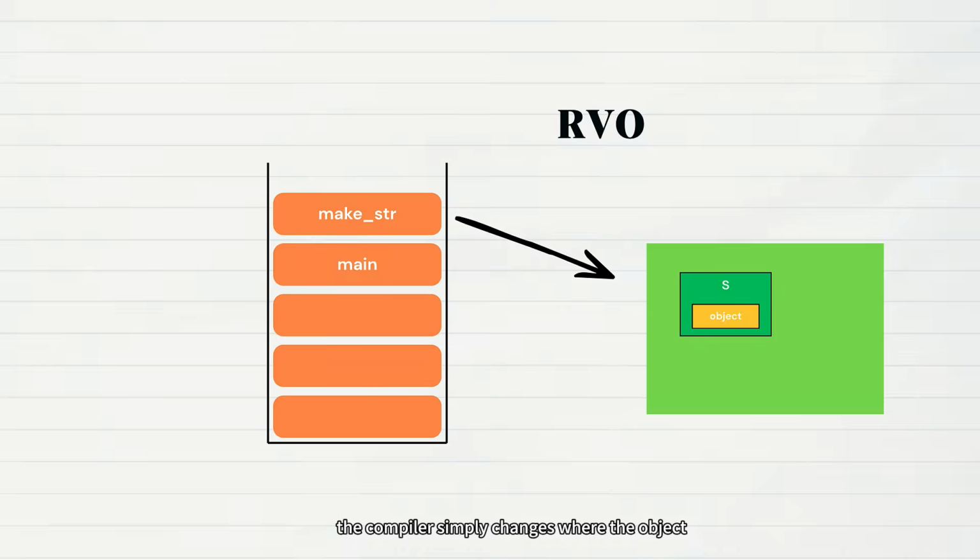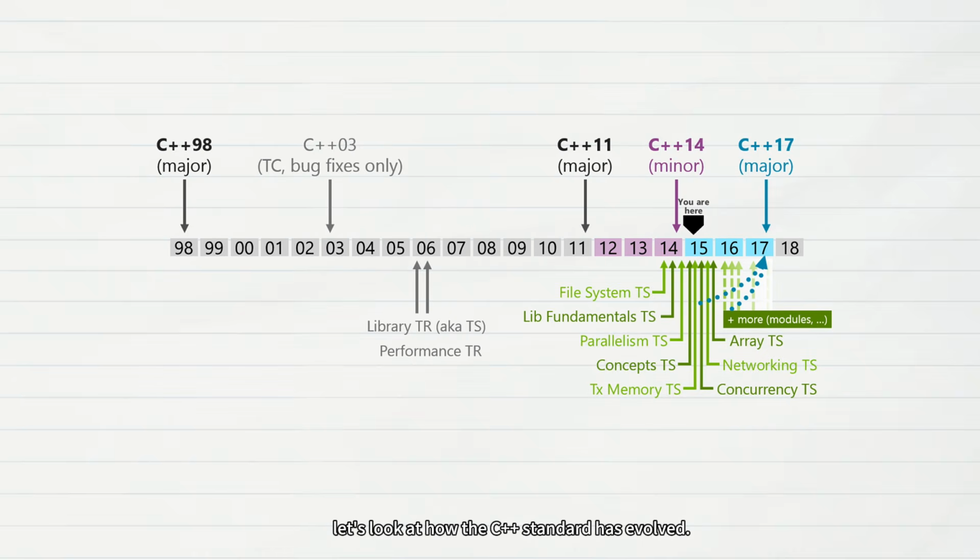There's no black magic here. The compiler simply changes where the object is constructed from construct in the child stack frame and copy to the parent to construct directly in the parent stack frame. Now that we understand the underlying principle, let's look at how the C++ standard has evolved. This is the key to distinguishing between optimization and mandatory rule.